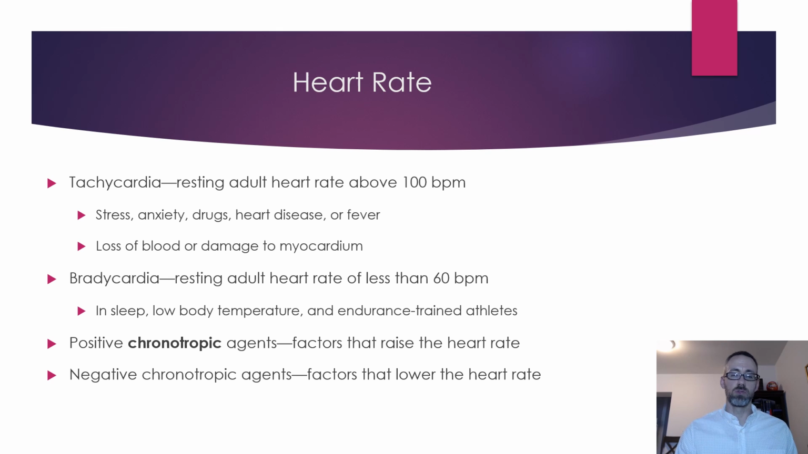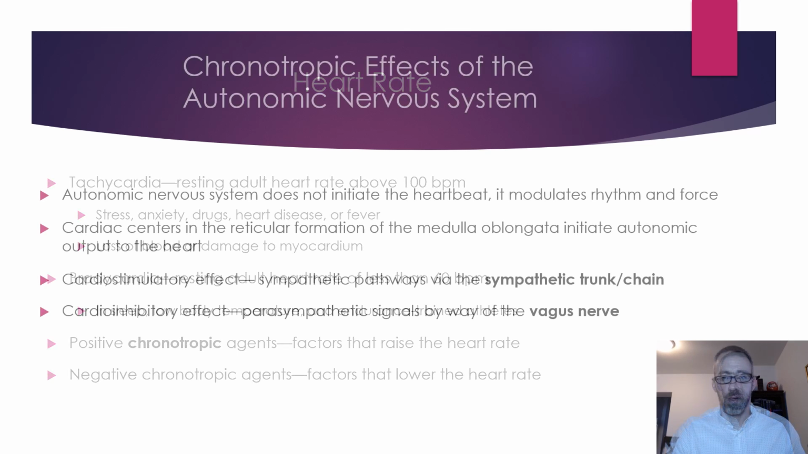So for example, to raise the heart rate, if our adrenaline is pumping, right, epinephrine is being released from the adrenal glands, that's acting on beta-1 receptors, that's going to get our heart rate up. That would be a positive chronotropic agent. Whereas a negative chronotropic agent would be something like acetylcholine acting on muscarinic receptors. And what that's going to do is it's going to slow the heart rate down. So again, whether it influences it up or down, we refer to that as positive or negative chronotropic agents.